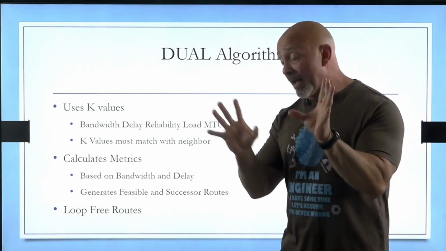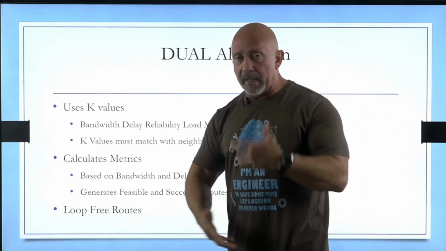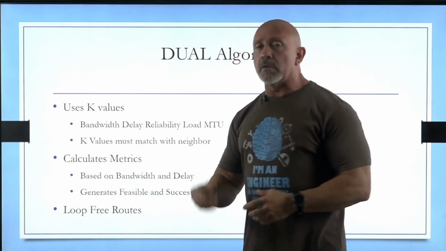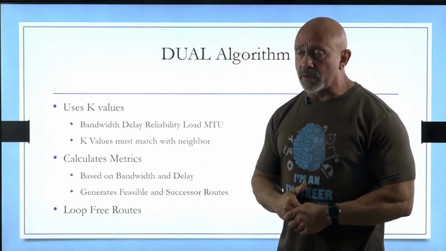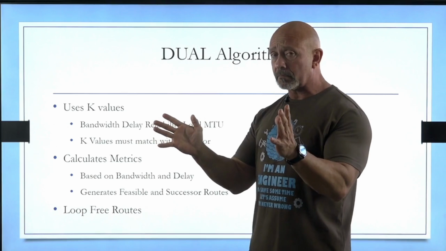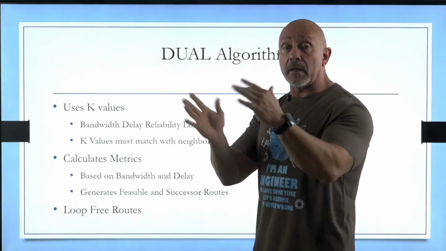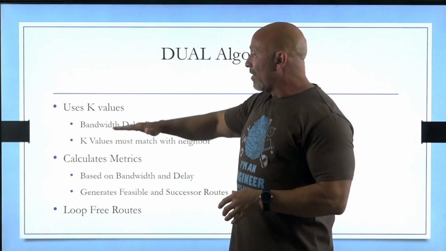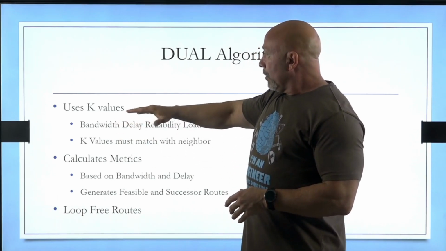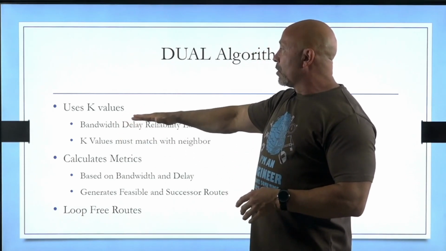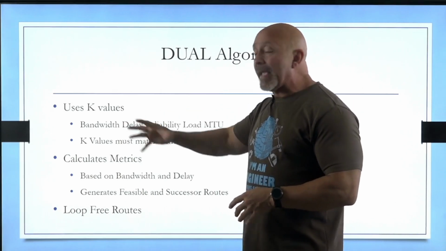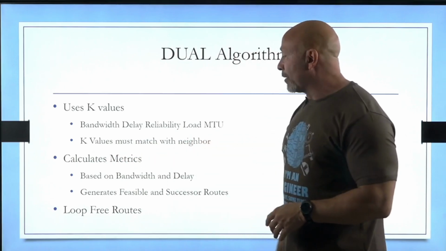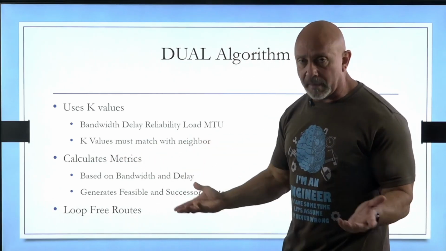But if asked, or you get to pick A, B, C, D, E, F, G, or whatever the case may be, bandwidth and delay are the two main ones that EIGRP uses to make a decision to send the packet on its way. All right. So these K values got to match their neighbors. And this is one of the things that the algorithm uses to create the best path possible. So it calculates metrics, and you can see here it is based on bandwidth and delay.